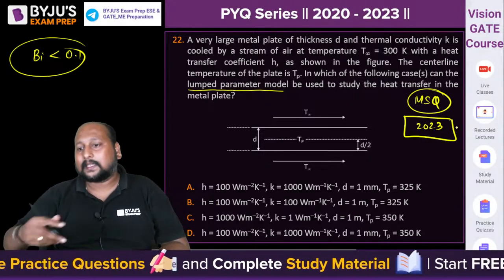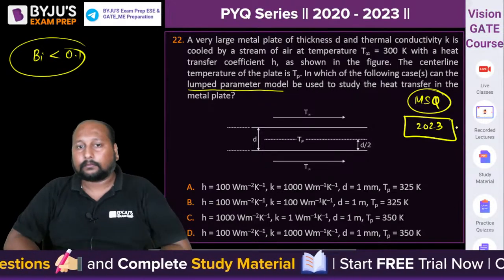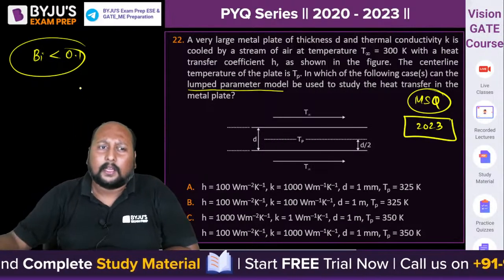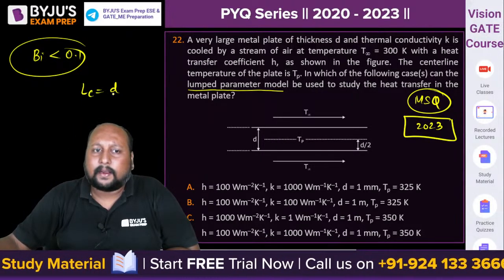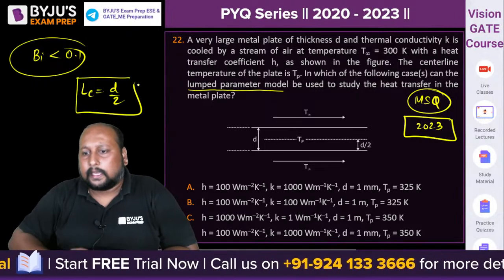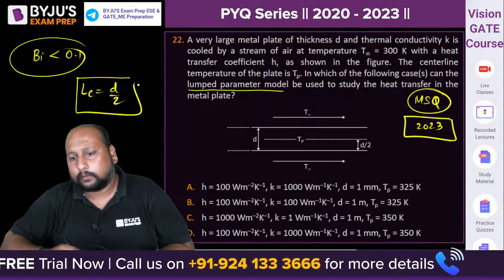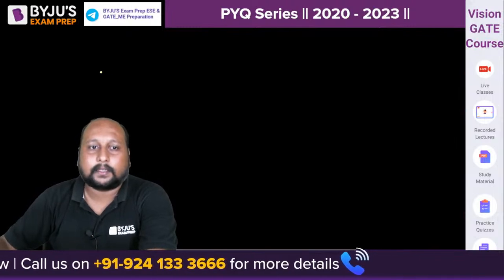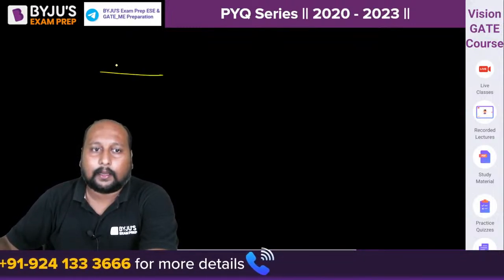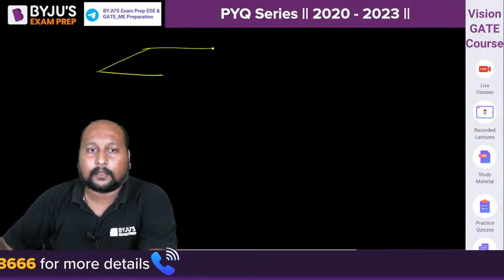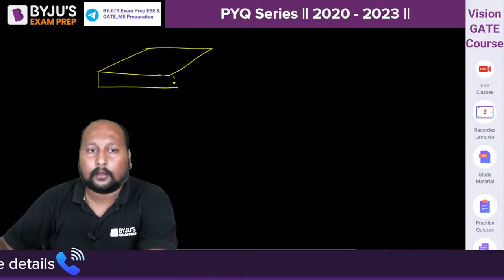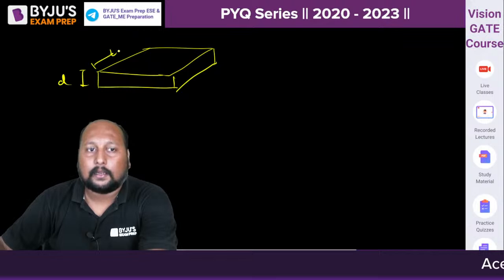Okay, let's see this year's GATE question. By simple logic, we know that the characteristic length will be equal to d by 2, because this is a plate, something like this. This is your D, this is L, right?